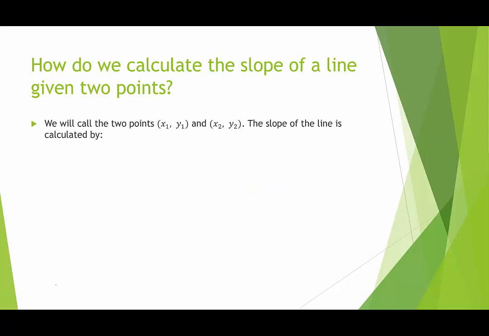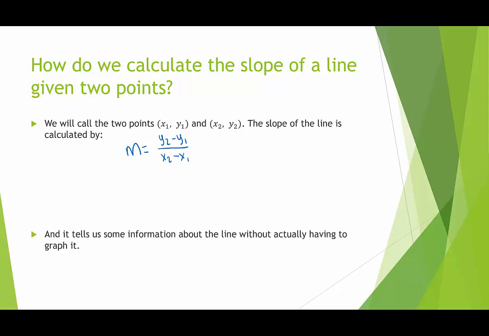We will call the 2 points x sub 1 and y sub 1, and x sub 2 and y sub 2. The slope of the line, we use the variable m for slope, and it's found by the change in y, so we say y2 minus y1, over the change in x. So it's the change in the y coordinates over the change in x coordinates. It tells us some information about the line without actually having to graph the line. And we usually leave the slope as a proper or improper fraction in simplified form or as an integer.